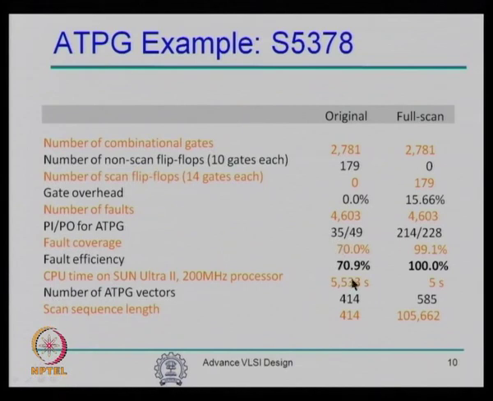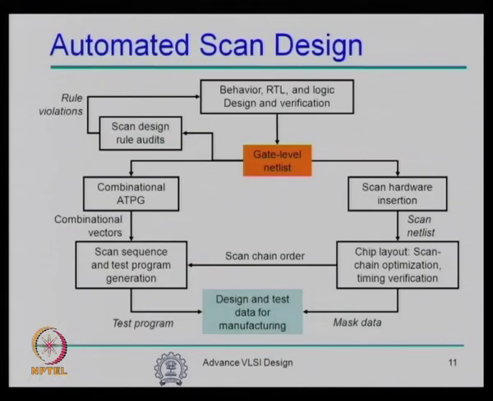Here again we cannot directly compare this time; it is almost 3 orders of magnitude higher than this time. But if you look at the fault efficiency, here we achieved 100% efficiency, whereas here the fault efficiency is 70% only. If you go to 100%, this time will grow exponentially, and it may become an unreasonably large number or impractical. So now, in general, the scan design flow is more or less automated today.